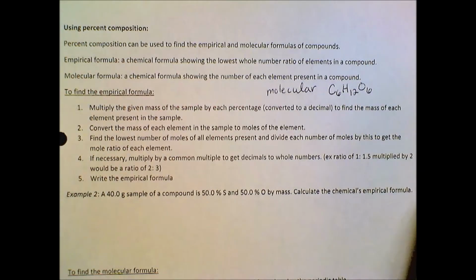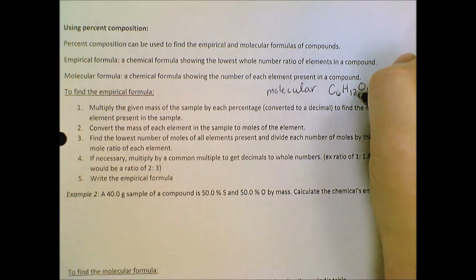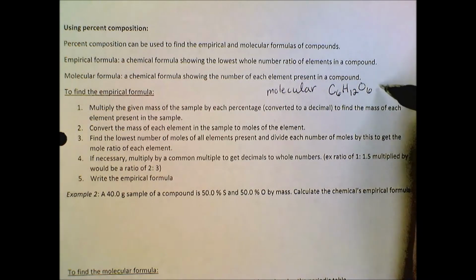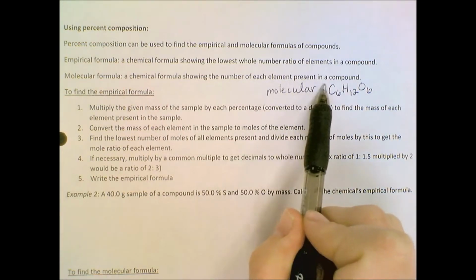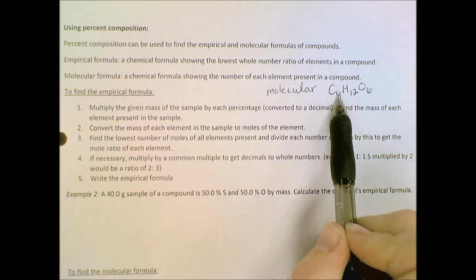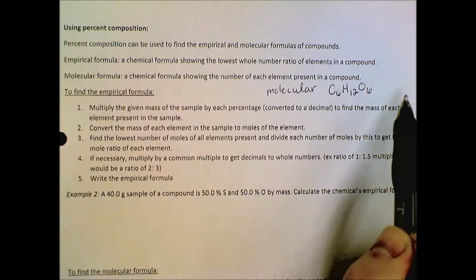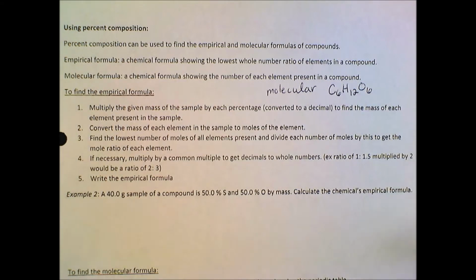C6H12O6. This chemical we might recognize as glucose, a very common compound. That is its molecular formula. So it's the chemical formula showing the number of each element present in a compound. So this shows us there's 6 carbon, 12 hydrogen, 6 oxygen in an actual molecule of glucose.